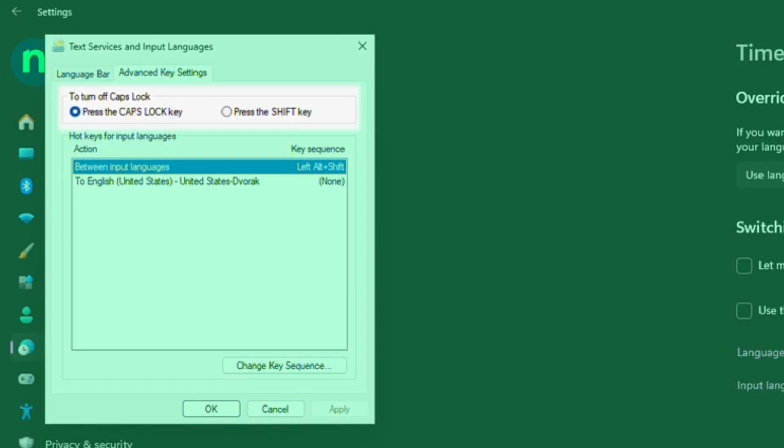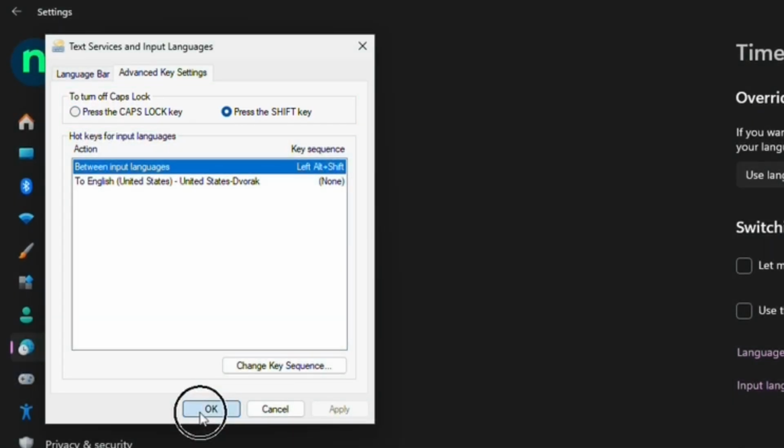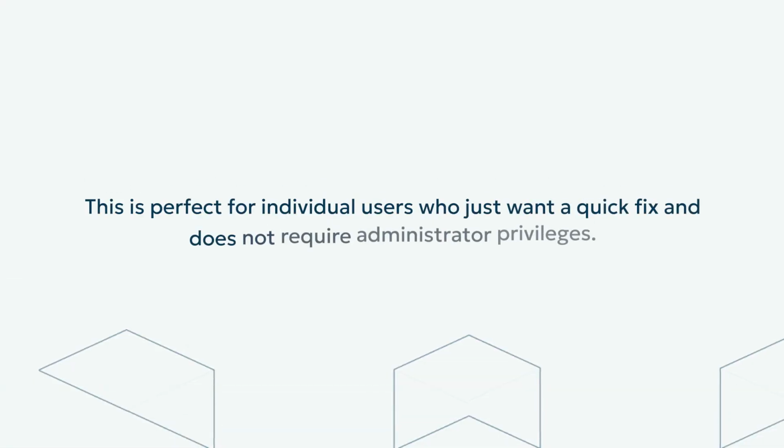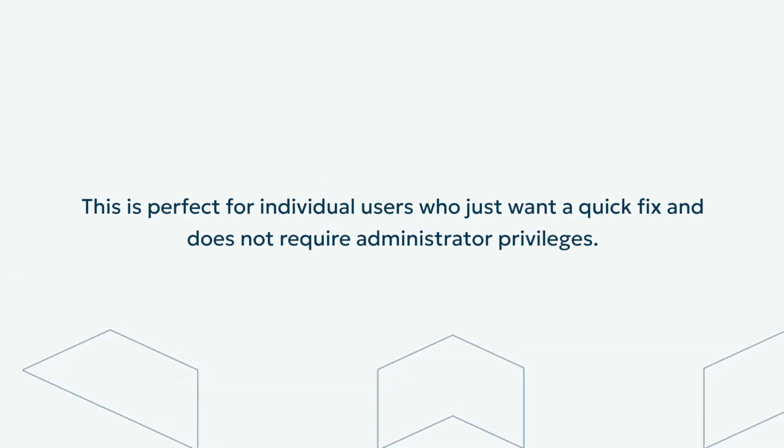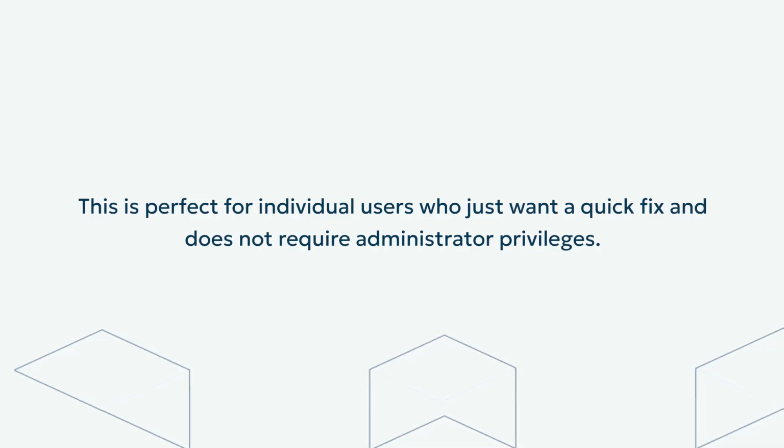In the section labeled To Turn Off Caps Lock, you'll see two options. Press the caps lock key, default, or press the shift key. Choose Press the shift key. Hit Apply and OK, and you're done. This is perfect for individual users who just want a quick fix and does not require administrator privileges.